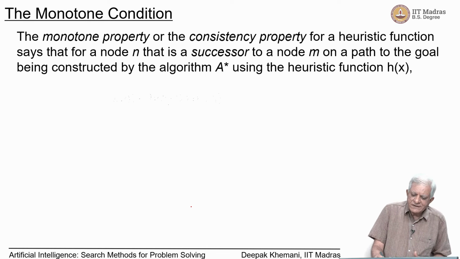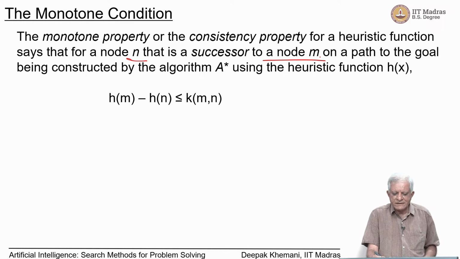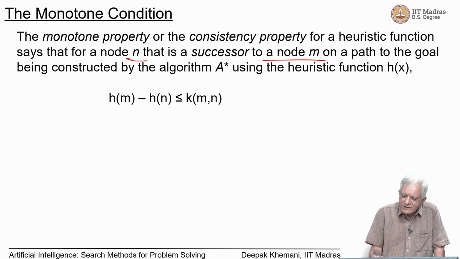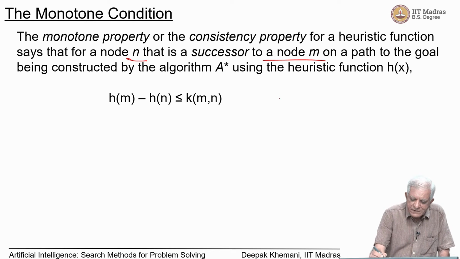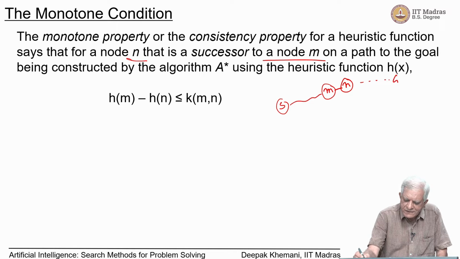The monotone property or the consistency property for the heuristic function says that for a node n that is a successor of a node m on a path to the goal being constructed by the algorithm A star, using the heuristic value h of m or h of n, the difference between the heuristic value of the two nodes. So, remember that this is S somewhere, and then on the path somewhere there is M, then the next node is N, and then somewhere is the goal.